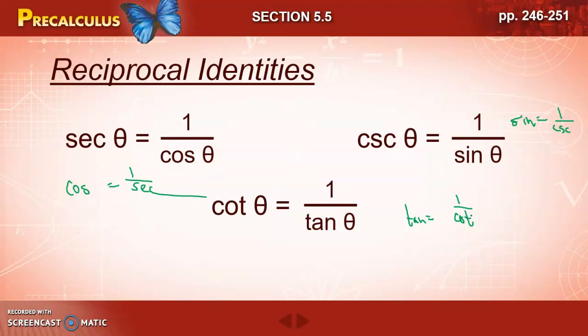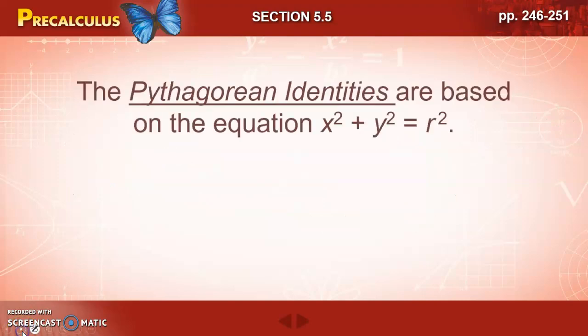Now, if you want to see the proof of why these are true, you can look on page 247 of your book. And these are worked out for you in proofs so that you can see why these are true, if you wanted to know that. The Pythagorean identity is the second type of identity that we need to commit to memory. And they are based on the equation that we already looked at. x squared plus y squared equals r squared.